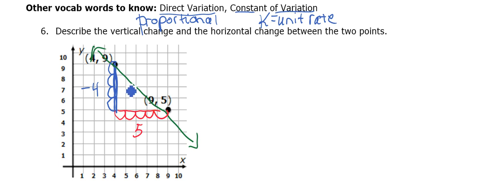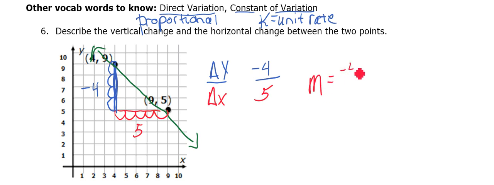So again, I look at my vertical change, or my change in Y, as -4. And I look at my horizontal change, or my change in X, as 5. So if I were to write this as a slope, I could say m equals -4/5 as my slope.